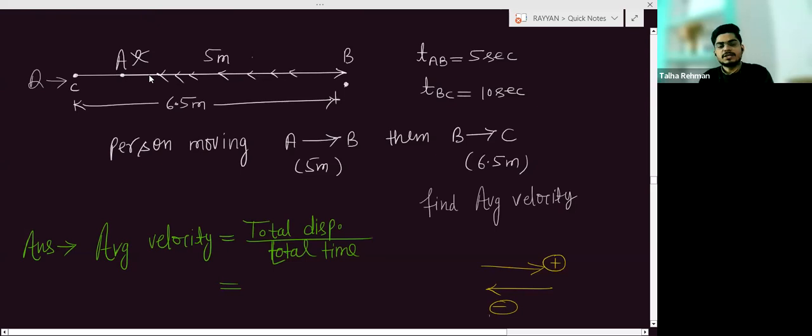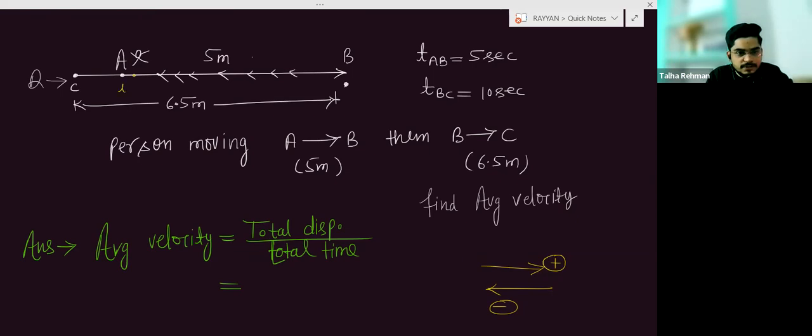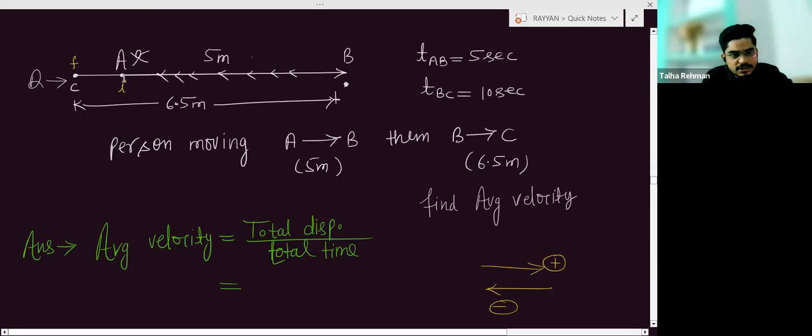So total displacement will be, what is the meaning of the displacement? Displacement is the straight line distance between the initial and the final position. So initial position is this, and final position is this. Basically, this distance will be the displacement. So what is this distance? Can you tell me this distance AC?